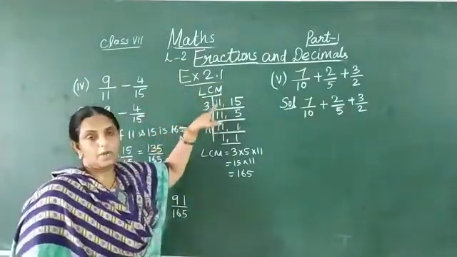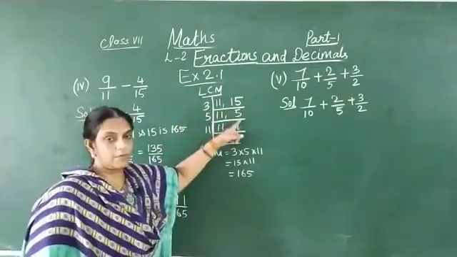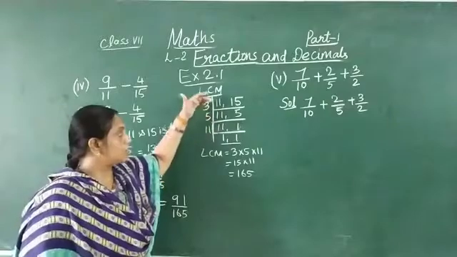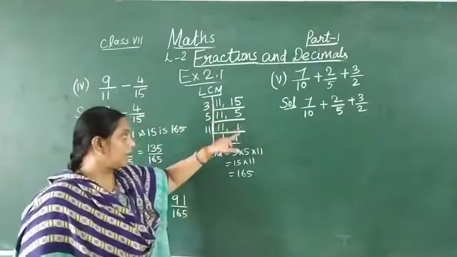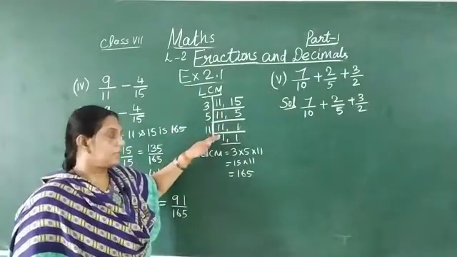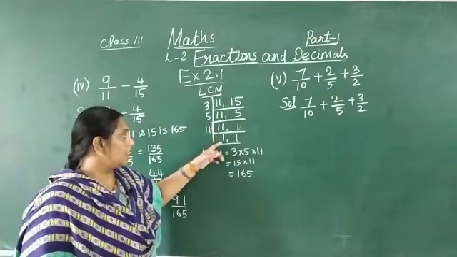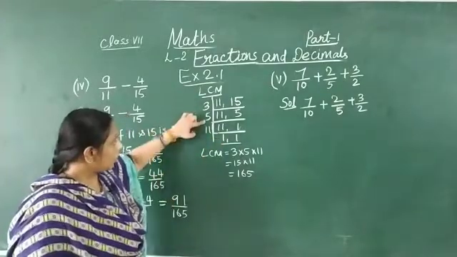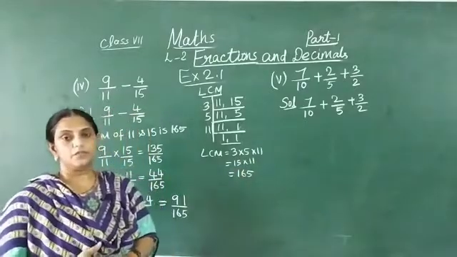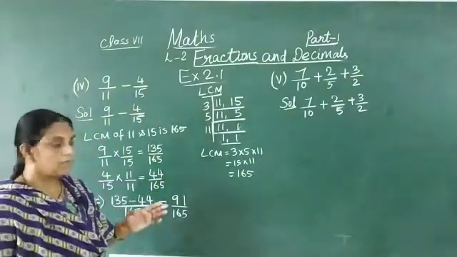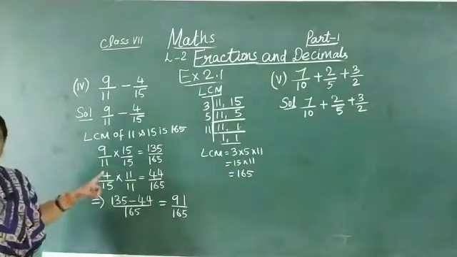Now here we have the numbers 11 and 15. So 15 will go in the 3 table, how many times? 5 times. 11 will not go in the 3 table, so we will keep it as it is. The next comes 5. 5 in the 5 table, 1 time, and 11 we have to keep as it is. Then we will go for the 11 table. 11 ones are 11, and 1. So now we have to multiply all these numbers. So 3 into 5 into 11. 5 3s are 15. 15 multiplied by 11 is 165. Now 9 by 11 will be multiplied by 15 by 15.